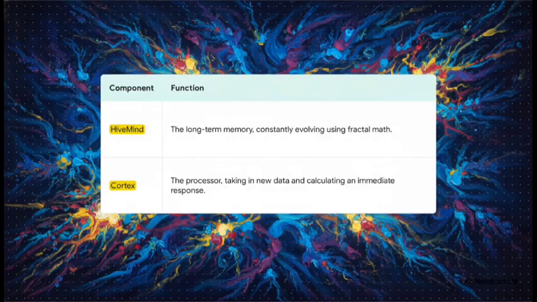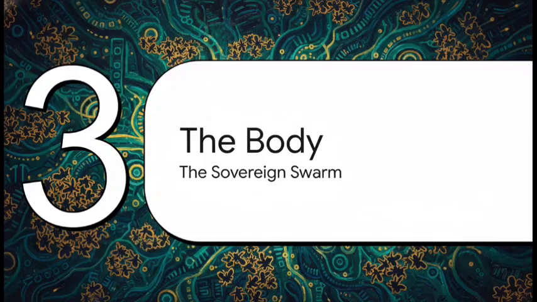And this really breaks it down nicely. Think of the hive mind as its soul, its long-term identity that changes slowly. The cortex, on the other hand, is its moment-to-moment consciousness, just reacting to whatever's happening right now. One is the self, the other is the senses. But here's the thing. This mind isn't supposed to be alone. It's built to be part of something much, much bigger. And that brings us to its body, the sovereign swarm.